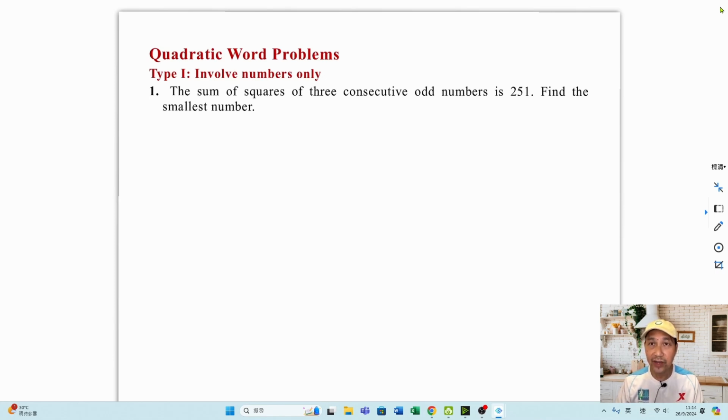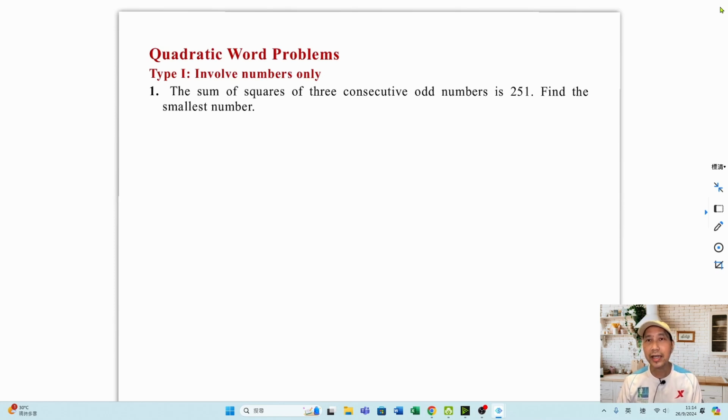We have learned the factor method and the quadratic formula in the previous 3 episodes. Today we come across deeper problems. At this, we are going to learn quadratic word problems. I have prepared 8 examples for the demonstration.